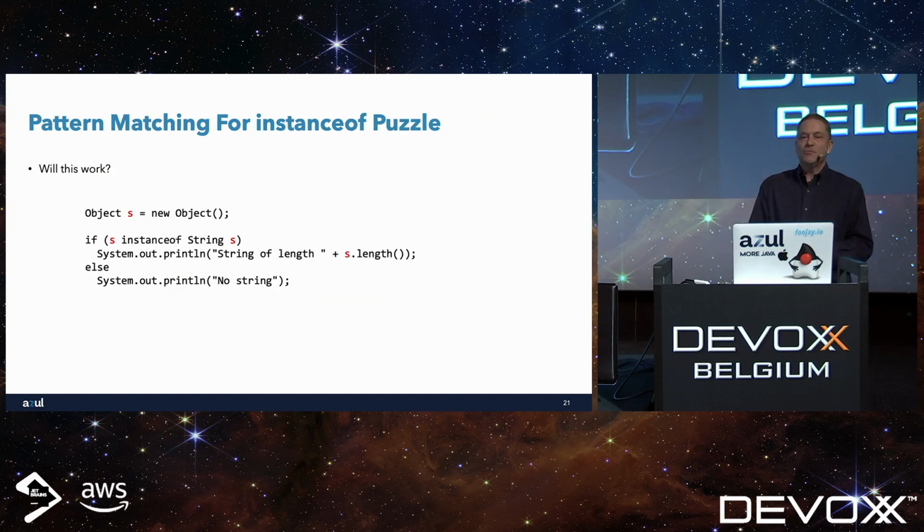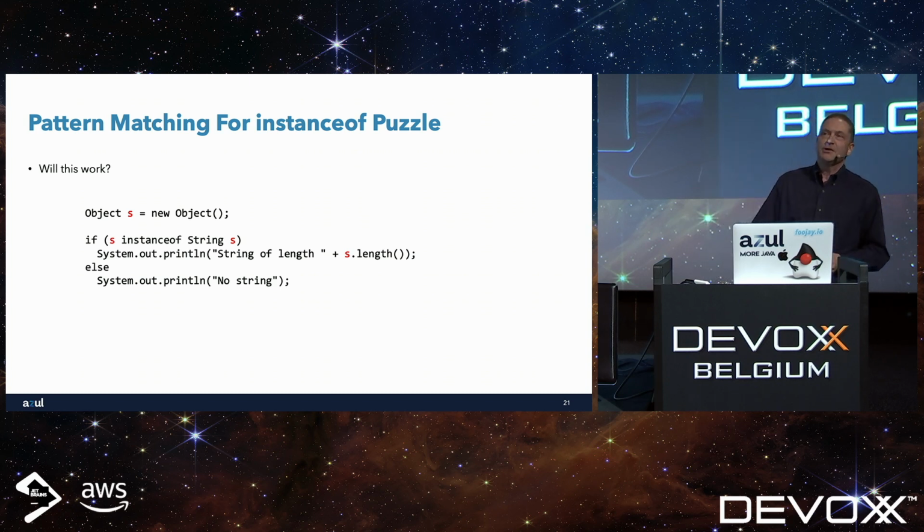Yes, and so this is an interesting one. Puzzler for you. If I create a piece of code like this, so I create a new object reference S, and I assign to that a new instance of an object. And then I say if S instance of String, and use S as my pattern variable, as well as the variable that refers to the object. If it is, I print out the length of the string. If it isn't, I print out no string.